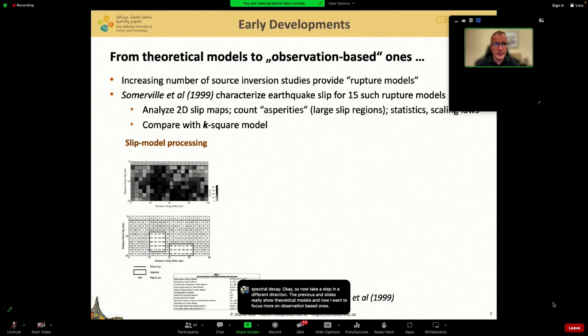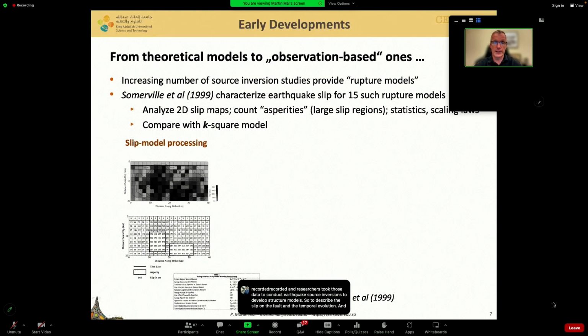At that time, in the late 1990s, we had many earthquakes that were relatively well recorded. Northridge had happened, Landers had happened, Kobe had happened, and the Chi-Chi earthquake had happened, all well recorded. And researchers took those data to conduct earthquake source inversions to develop rupture models, so to describe the slip on the fault and the temporal rupture evolution.